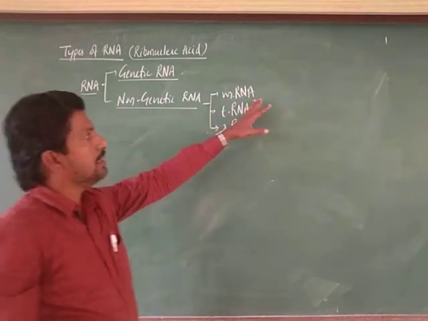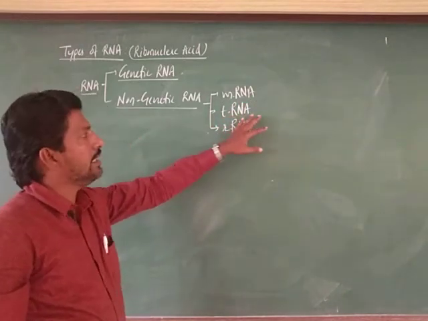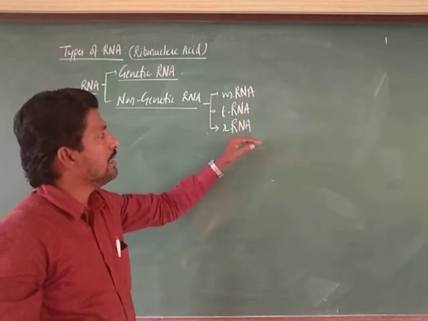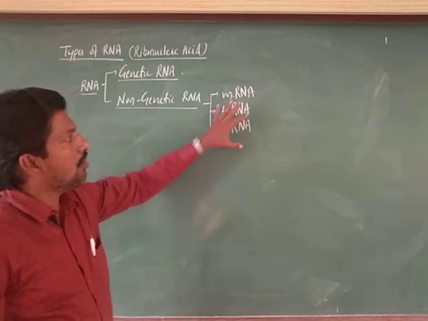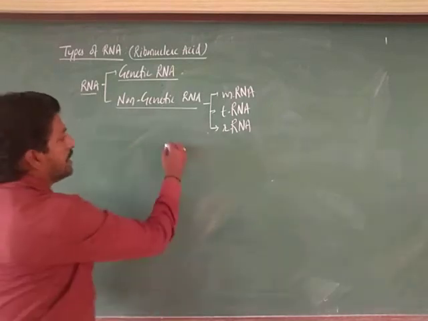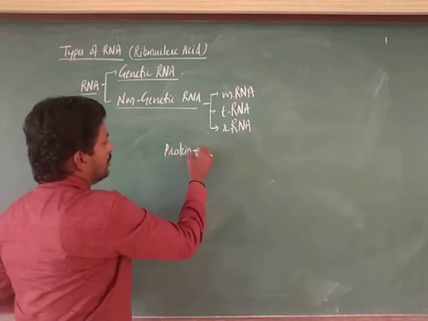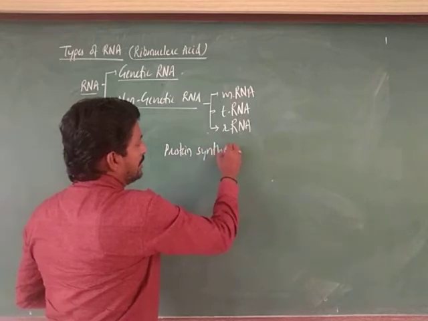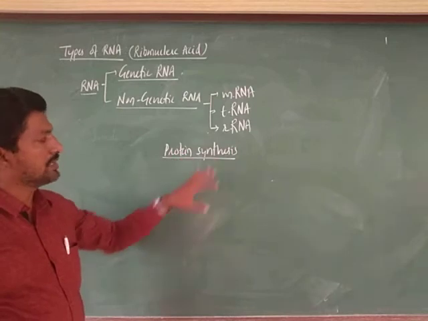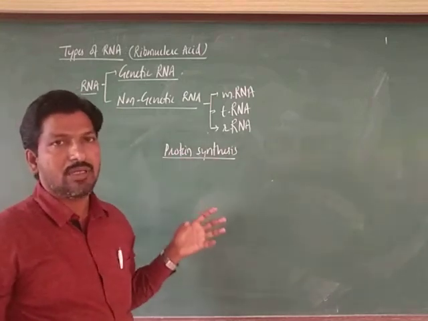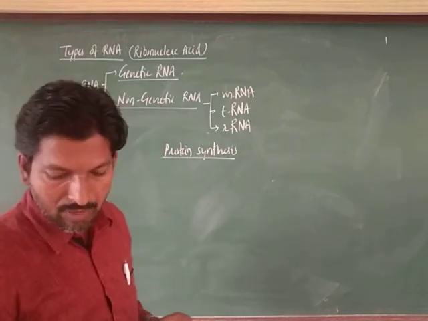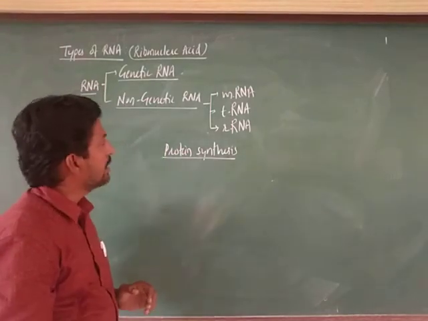mRNA is single stranded, and tRNA has a special structure, we will discuss it later, and rRNA is ribosomal RNA. All these three RNAs are involved in protein synthesis. How, we will discuss in the next videos. That is by the central dogma that I gave in the previous video, right? So these are the types of non-genetic RNA, right?